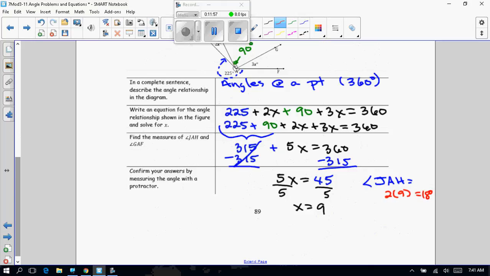And then I have to find angle GAF. And GAF is this one here. So that is 3 times 9 degrees. 3 times 9 is 27 degrees.